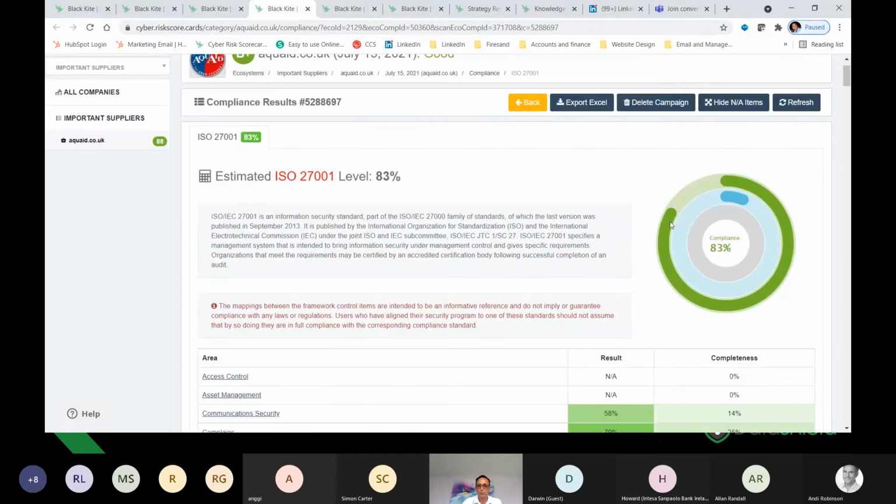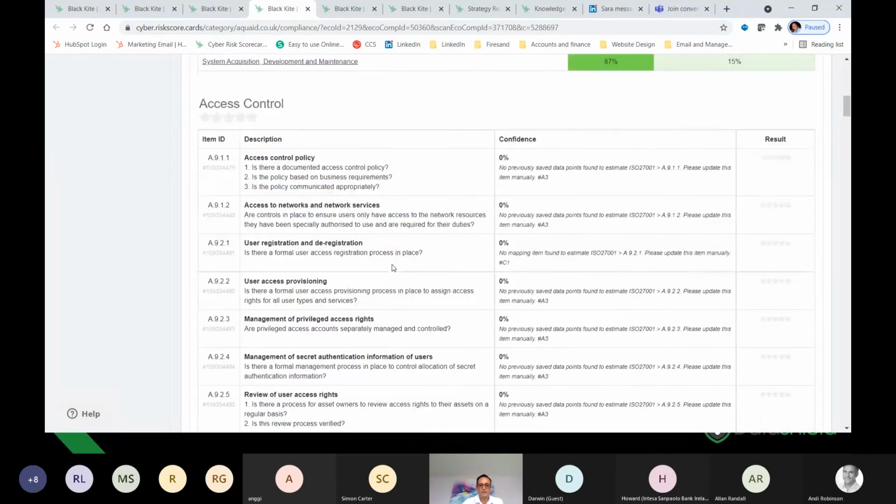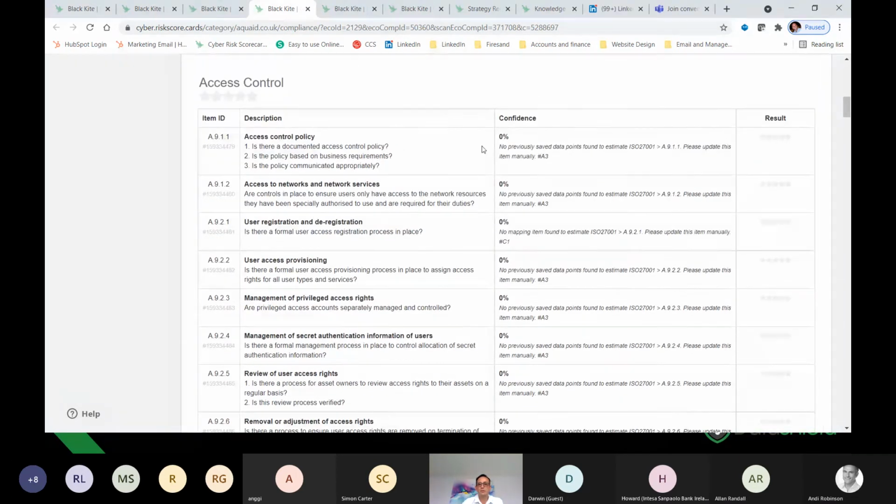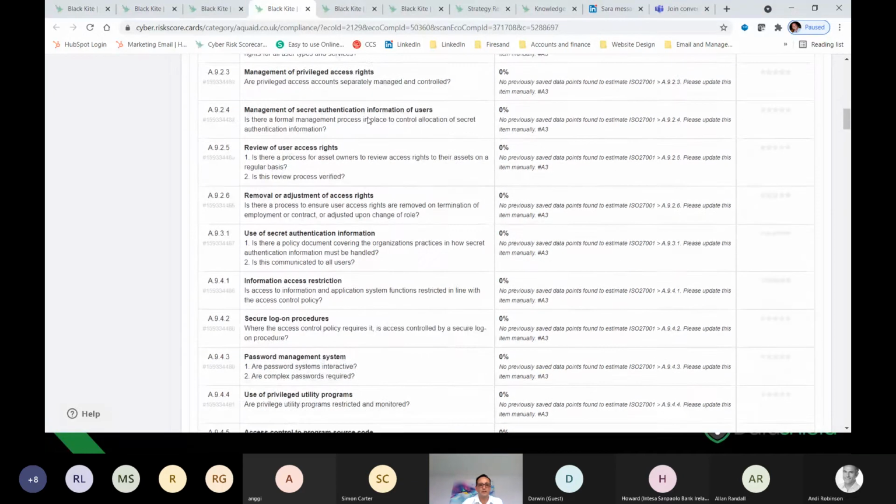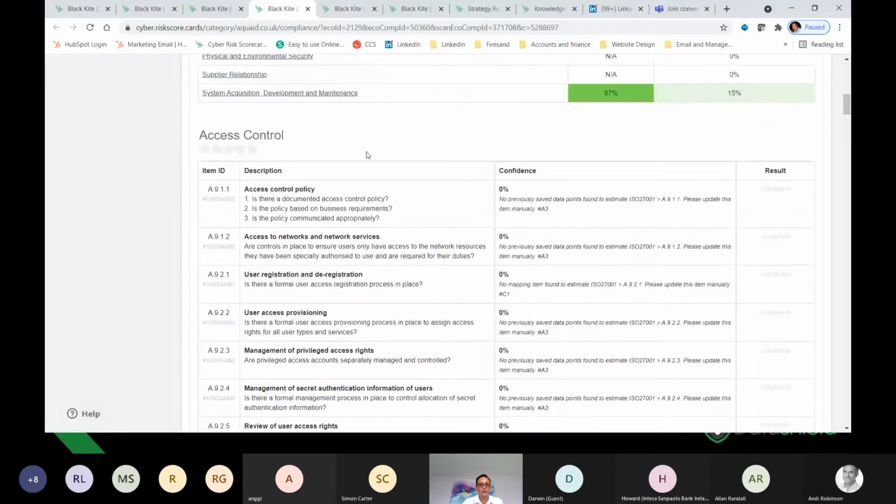Because at the moment we're saying we believe they are 83% compliant, but we've only got a small 6% complete, which is not enough. From an external view, we're looking at that, but it's the completeness and how sure the platform is that this organization is ISO 27001. And if you want to, you can then drill down into each of the individual elements of ISO 27001. So how do they access? Is there a documented access control policy, for instance?